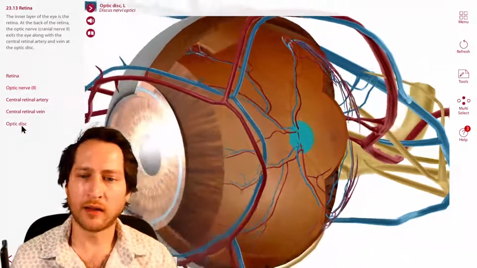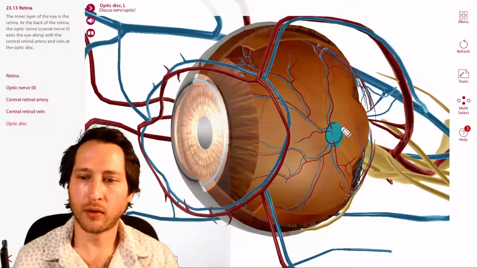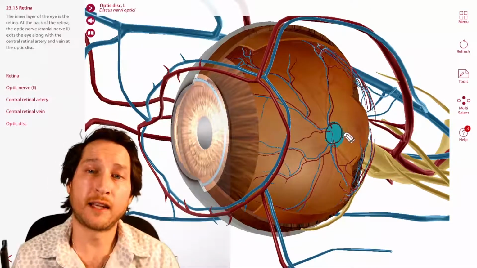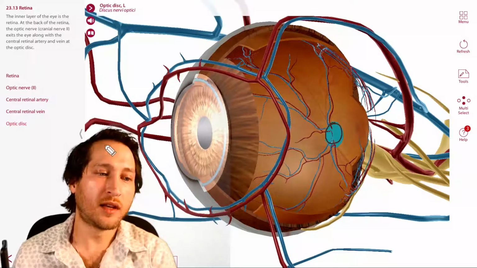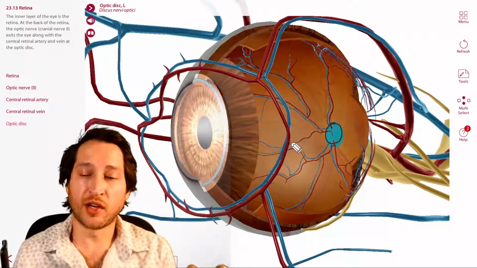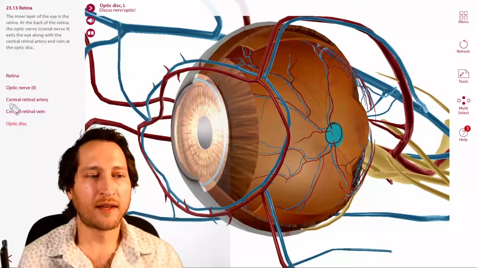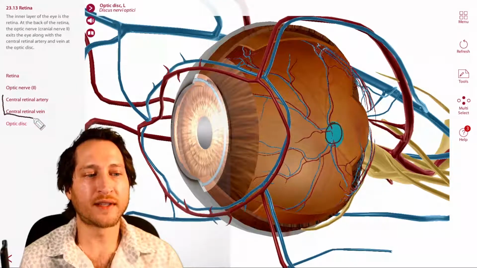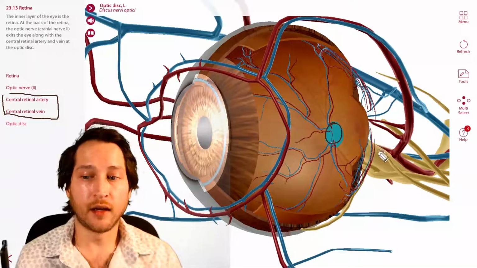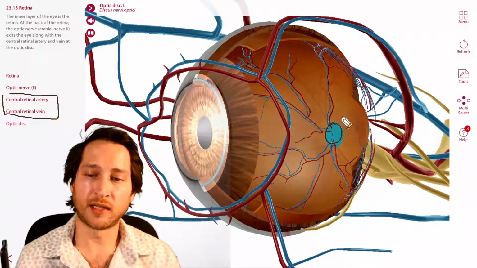So first off, I'm going to highlight the optic disc. So the optic disc, which is highlighted here, there's a couple important things that you could think of as exiting the eye at this point. One is going to be the optic nerve, so cranial nerve 2, that's going to be bringing visual information from the retina to the visual cortex. And then also you have these central retinal arteries and veins. So this is going to be bringing blood to the eyes and bringing blood out of the eyes. And so those also enter and exit via that optic disc.